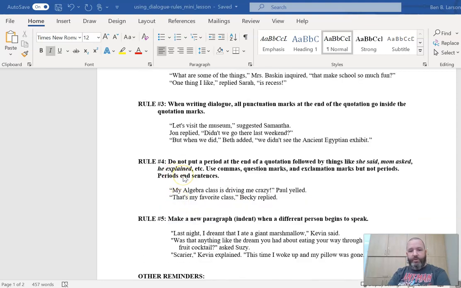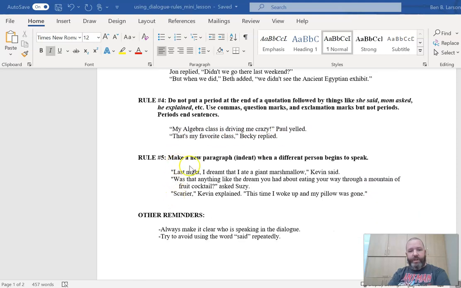Rule number 4, do not put a period at the end of a quotation followed by things like she said, mom asked, he explained, etc. Use commas, question marks, and exclamation marks, but not periods. Periods end sentences. Okay, so sometimes people want to put a period, but you're not going to, because the end of the sentence is after the dialogue tag.